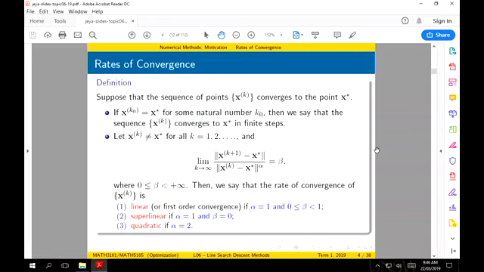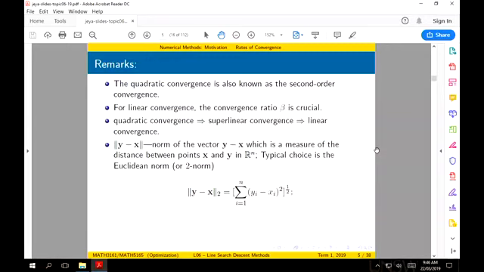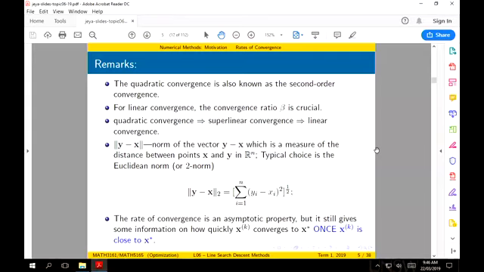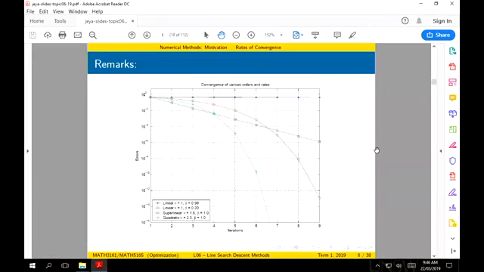You could see from examples that this is a norm. So the rate of convergence is an asymptotic property, but it still gives you some information on how quickly xk converges to x star once xk is closer to x star. So it's a limiting property, right? So when xk gets closer to x star, we want to know how quickly it converges to the solution we want. And then you can distinguish various algorithms from the rate of convergence. Here's an example.